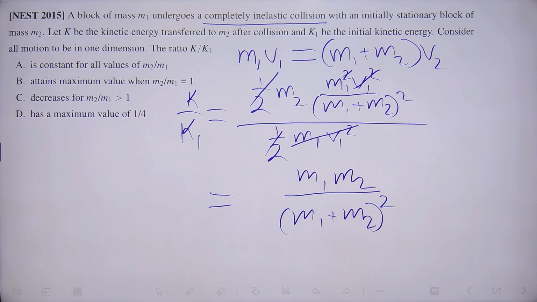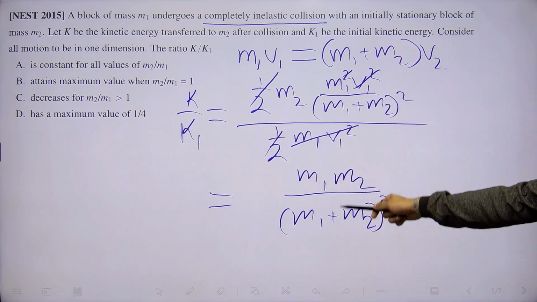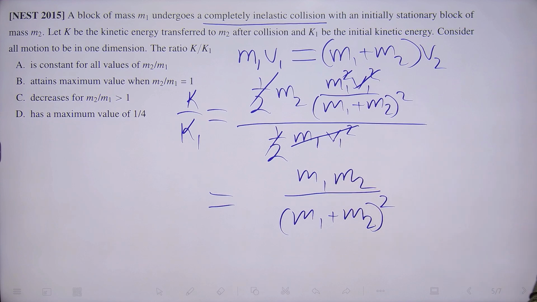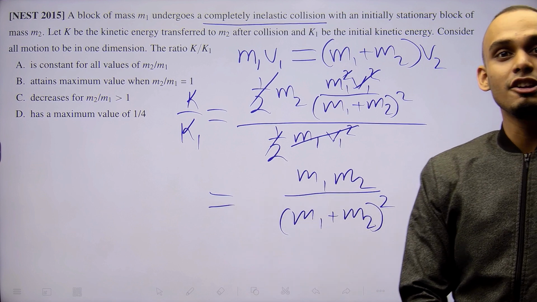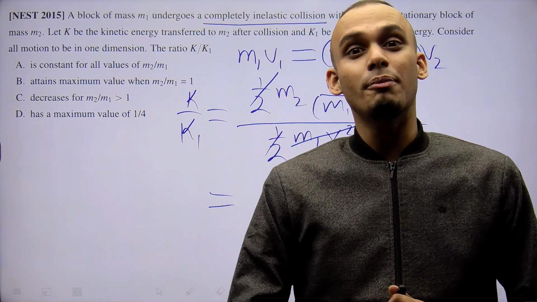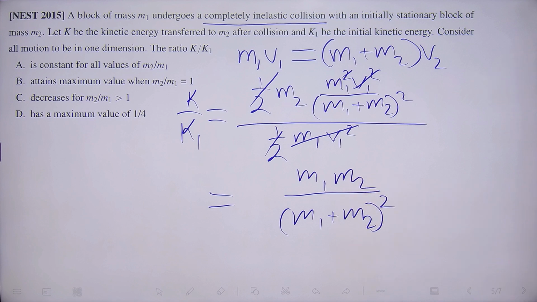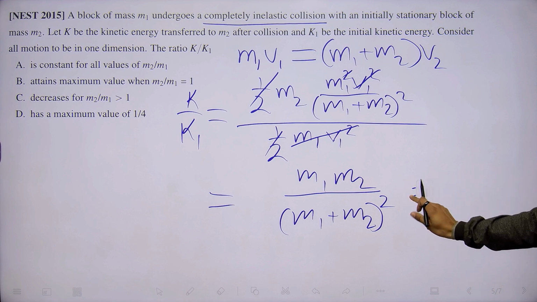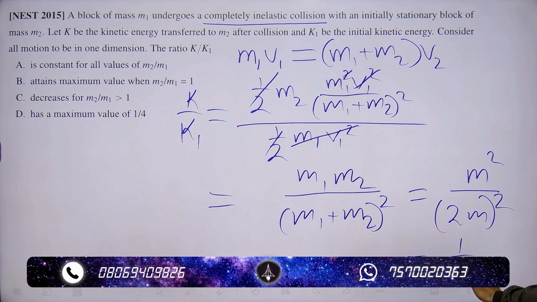Now obviously this expression is not constant for all values of m1 and m2, because if we keep the value of m1 constant and change the value of m2, it is a variable quantity. If we want to find the maximum value of this quantity, we know in physics the maxima and minima of any quantity appear when there is symmetry between the two parameters. Over here, if we consider m1 equal to m2 equal to m, then the maximum value of this quantity is attained at m square upon (2m) whole square, that is equal to 1 over 4.